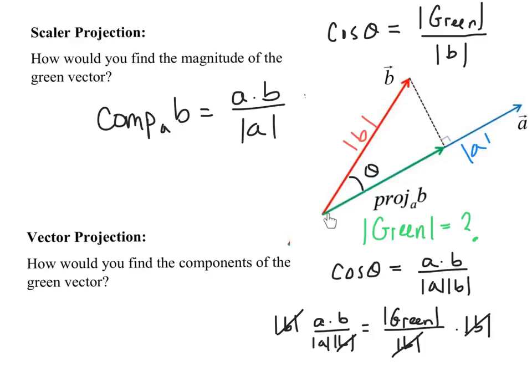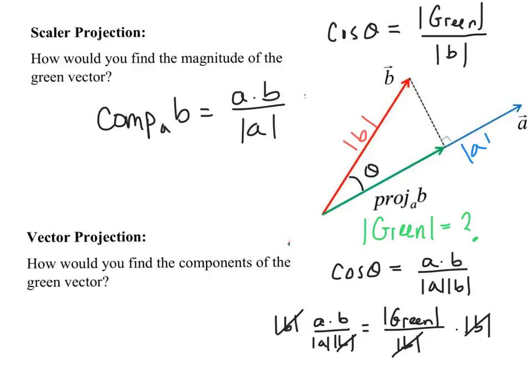If I wanted to figure out what the components are of A, which really is this, what are the components of the green? Okay, not just its magnitude, but its components. Well, it's in the same direction as A, but scaled with this value.